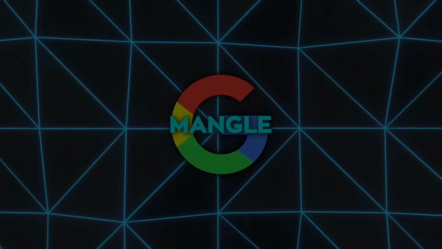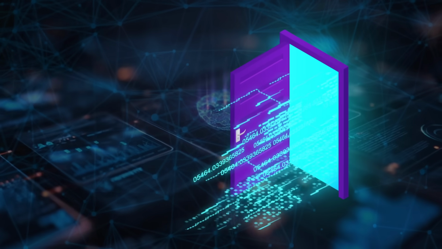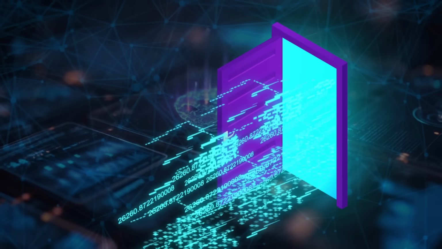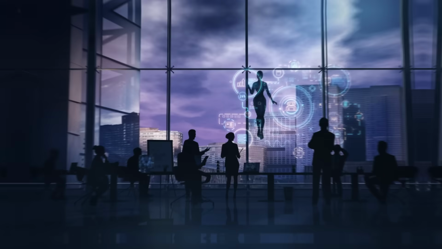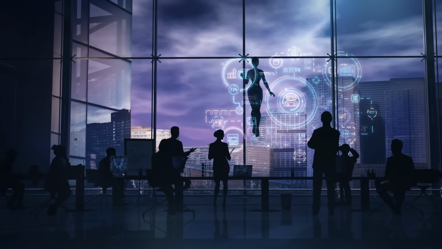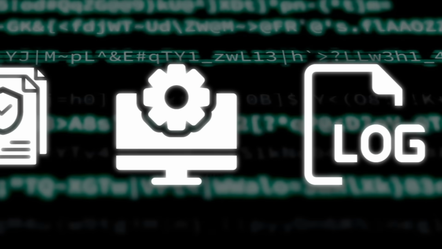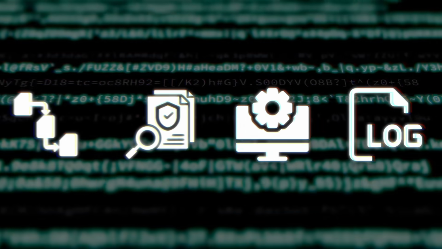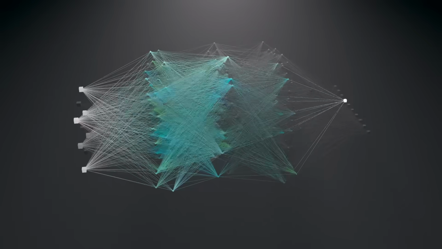All right, so the first big update from Google is Mangle, a new programming language designed to help AI handle one of its hardest challenges, scattered and messy data. Here's the challenge. Modern software systems are drowning in information that's spread all over the place. You've got dependency files, security reports, configuration data, and logs coming from dozens of different tools. None of it lives in the same format, and trying to connect the dots manually takes forever.